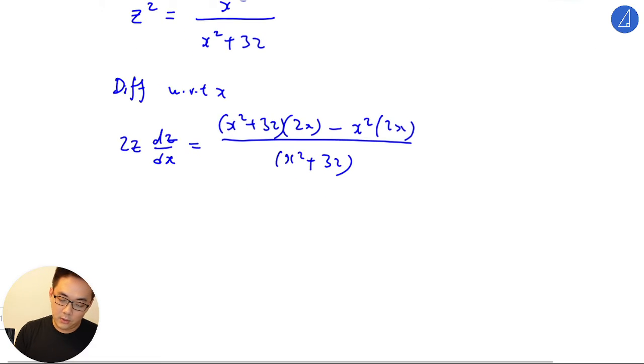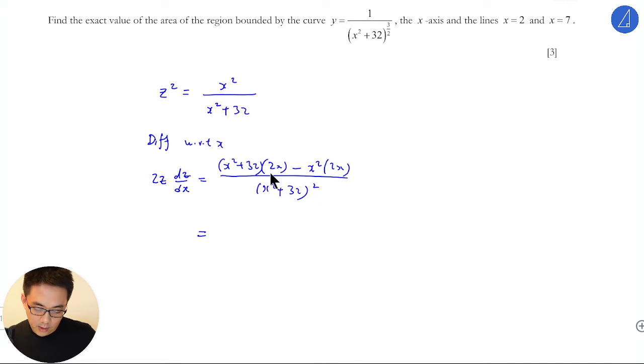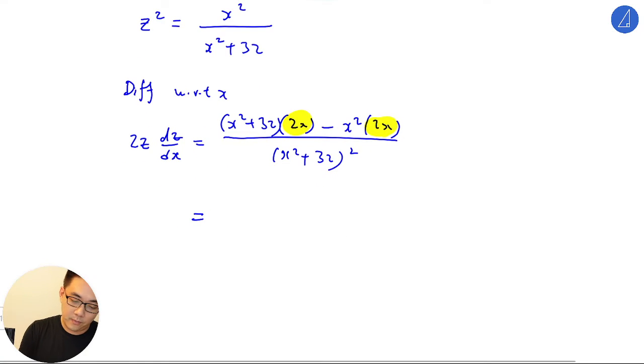Okay, great. So I will just, this is square. v square, v du dx minus u dv dx. Okay, great. So then I'll just factorize it out. x squared plus 2 minus x squared.